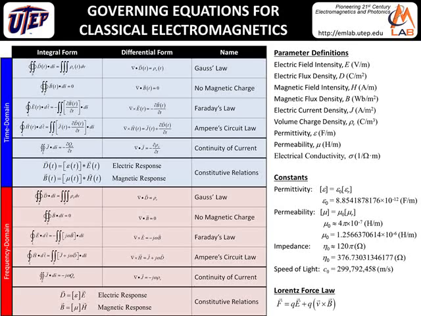Here is a one-page summary of pretty much all of classical electromagnetics, including all of Maxwell's equations in their various forms: time domain, frequency domain, integral, differential, the constitutive relations, the names, the units of all the parameters, different constants that are useful, and the Lorentz force law. On my website, you can get a much higher resolution version of this if it's not looking good on your PDF file or whatever. So that is available on the website.